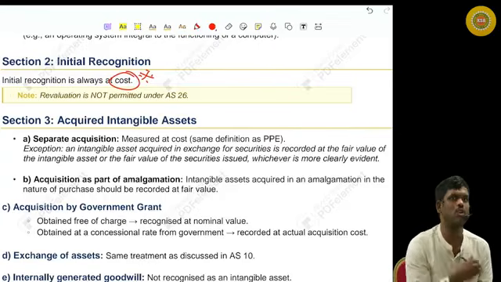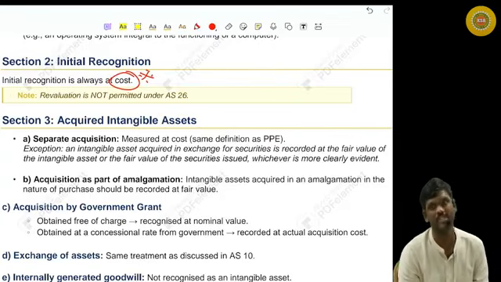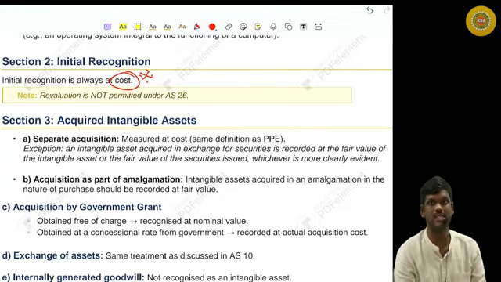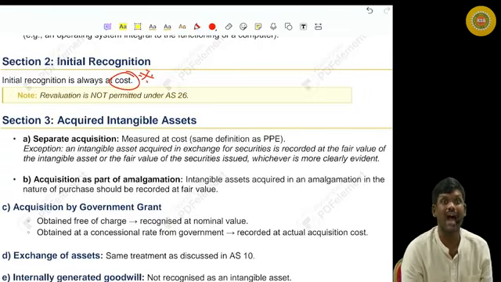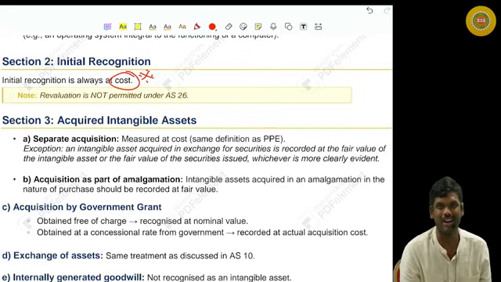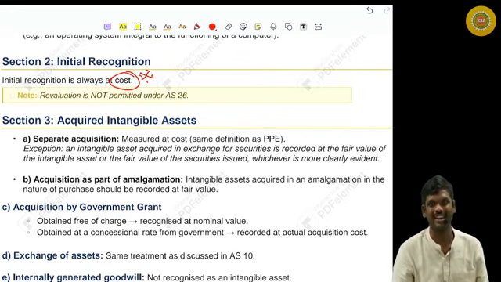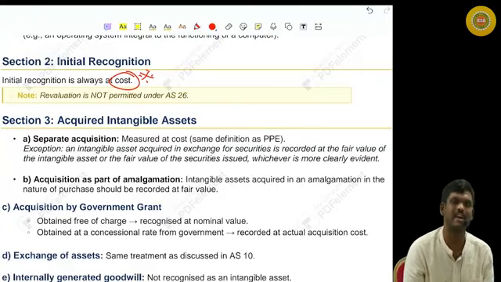Okay, cost, you all know, cost means whatever we have sacrificed. We also learned the three inclusions in cost: cost of purchase, directly attributable cost, and restoration decommissioning liability. Here restoration decommissioning liability and all will not be there, because you cannot touch an intangible asset. What will you restore?